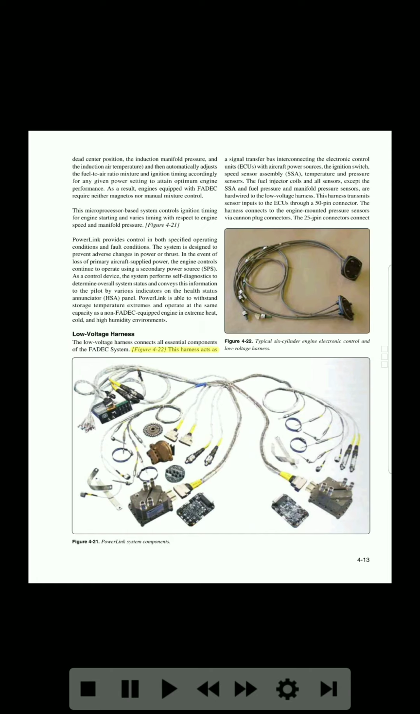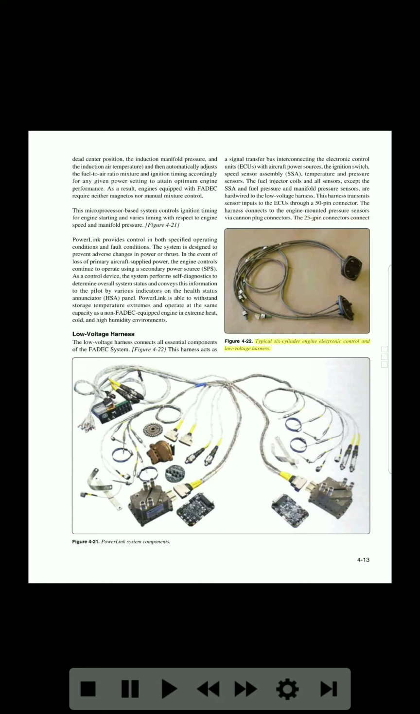This harness acts as a signal transfer bus interconnecting the electronic control units, ECUs, with aircraft power sources, the ignition switch, speed sensor assembly, SSA, temperature and pressure sensors, and the fuel injector coils. All sensors, except the SSA and fuel pressure and manifold pressure sensors, are hardwired to the low voltage harness. This harness transmits sensor inputs to the ECUs through a 50-pin connector. The harness connects to the engine-mounted pressure sensors via CAN and plug connectors. The 25-pin connectors connect.